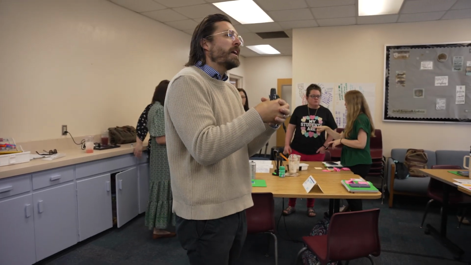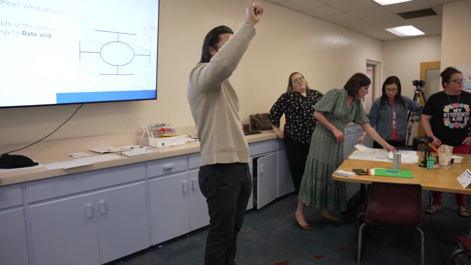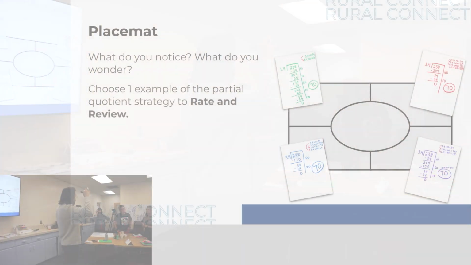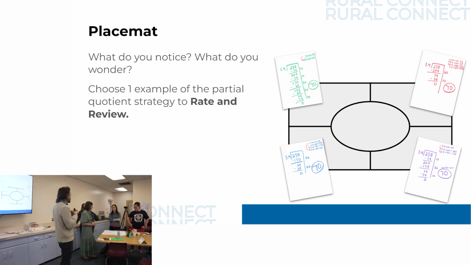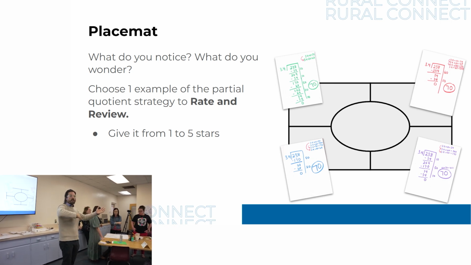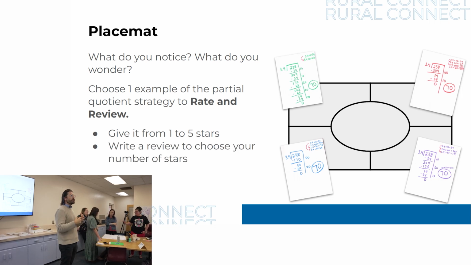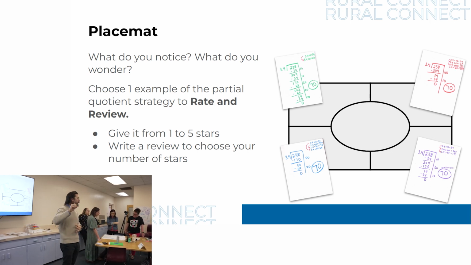So here's how I want you to tailor your discussions and respond in the center. In the center, I want you to choose one of the examples of the partial quotient strategy to rate and review. If you don't remember, rate and review is one of the small protocols we did a few sessions ago. You're going to give it from 1 to 5 stars. Is it a 1-star strategy? Is it a 5-star strategy? Is it somewhere in between? But you have to write a review to justify your number of stars.